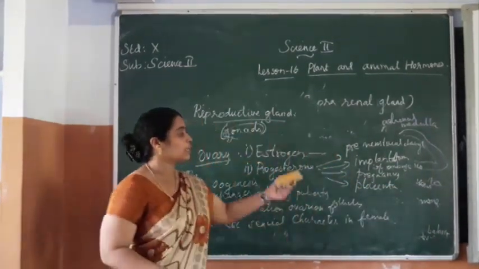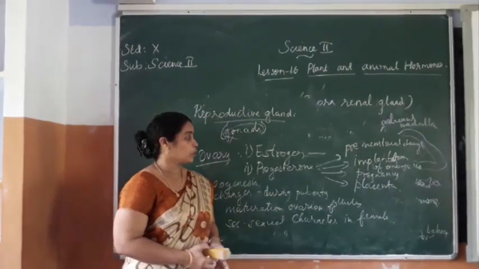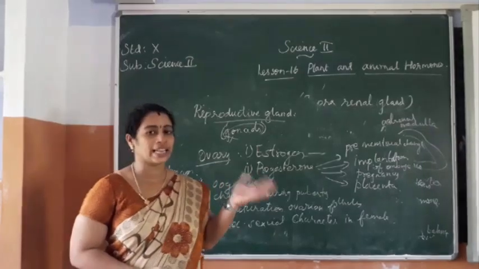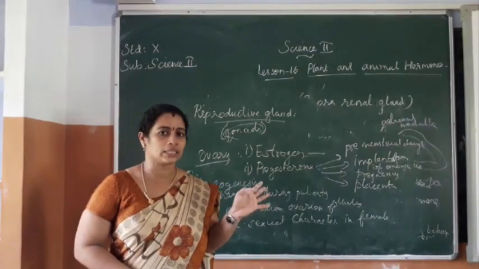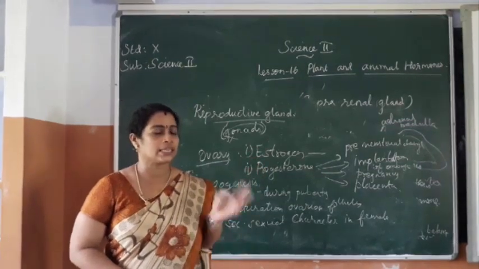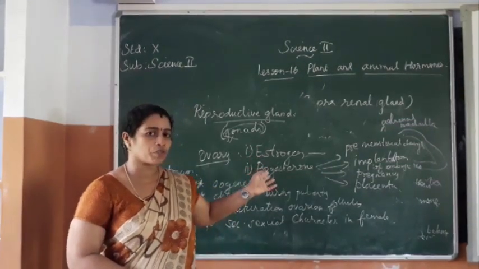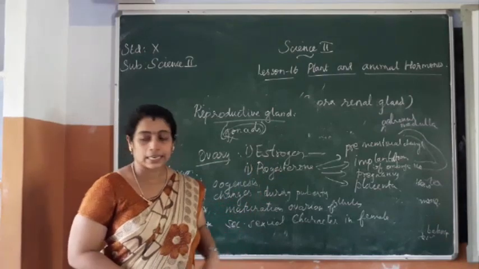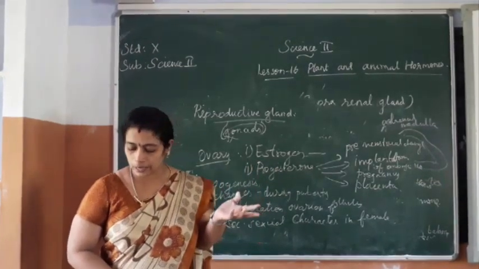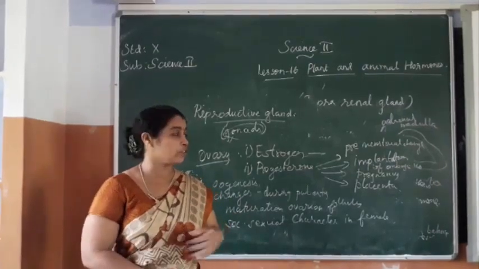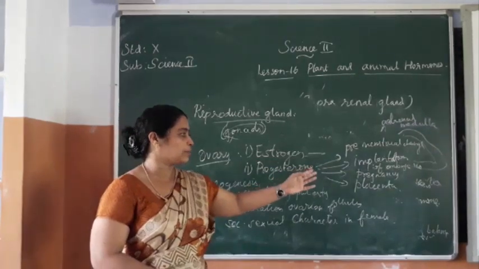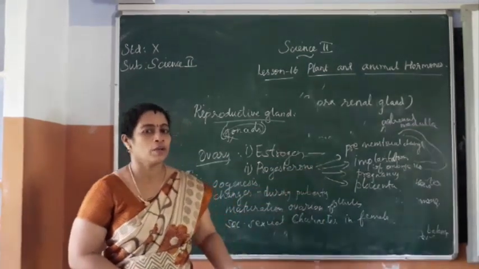So these are the different functions of progesterone. First, it causes the changes during the premenstrual stage, and this is done by the hormone progesterone. Then it prepares the uterus for the implantation of embryo. Then it helps in pregnancy and also in the formation of placenta.